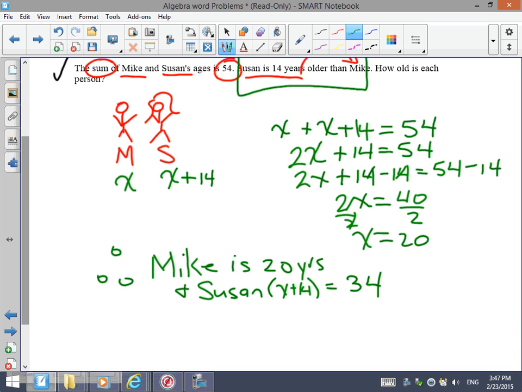1 mark, let me use a different color. 1 mark for the labeled diagrams, 2 marks for the math work, and 1 mark for your therefore statement. All right, let's hit the next one.